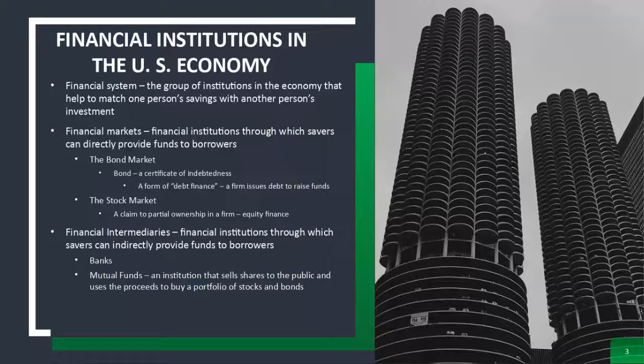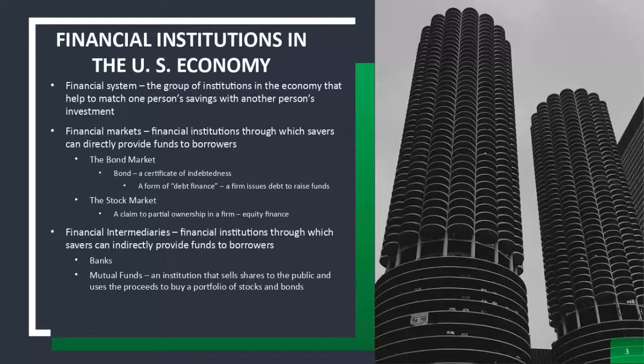So, what is the financial system? The financial system is the group of institutions in the economy that help match one person's savings with another person's investments. So, they are the groups that facilitate the borrowing of money from individual savers. So instead of us having to go to people we know and ask for loans, we instead can go to these institutions which provide the savings of individuals as loans to other people in need of them.